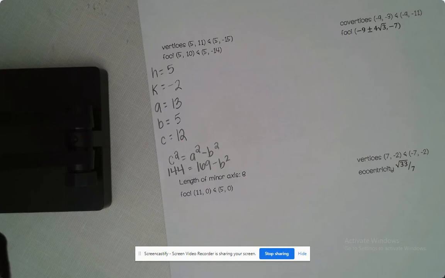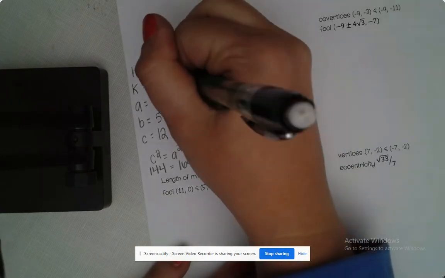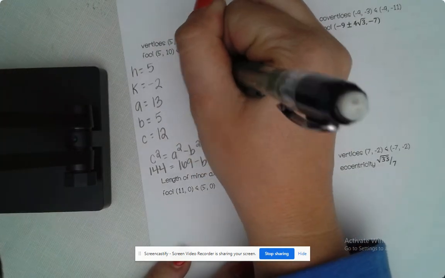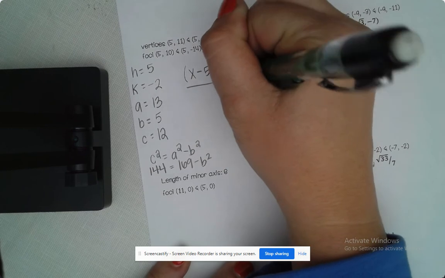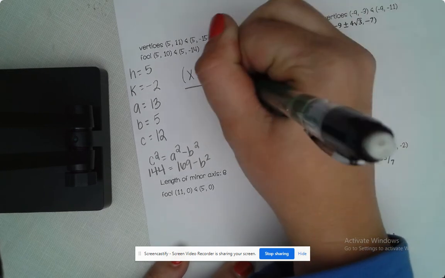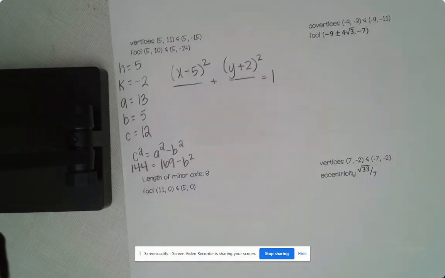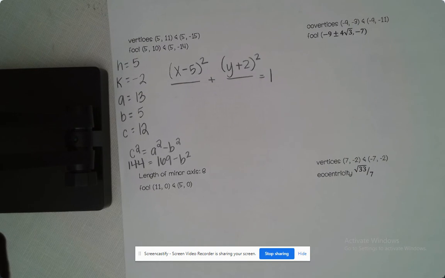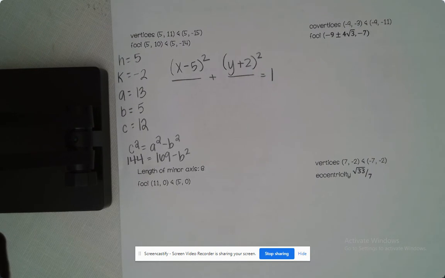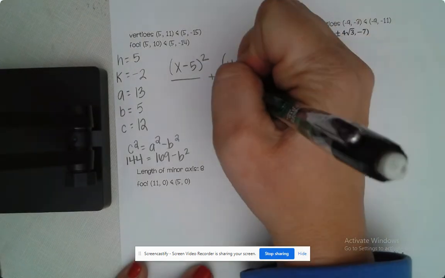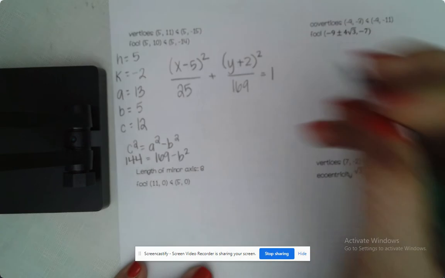So B is 5. Write your equation. X minus 5 squared plus Y plus 2 squared equals 1. I'm not graphing anything. You're writing so fast. Which way does this stretch? Vertically. Why? Because the X's are the same on the vertices. So this is going to be 169, and this is going to be 25.